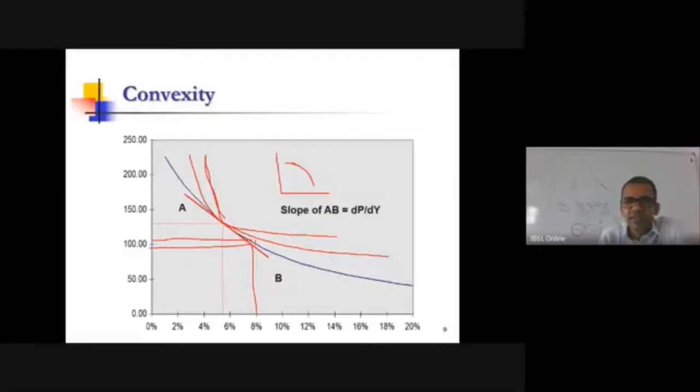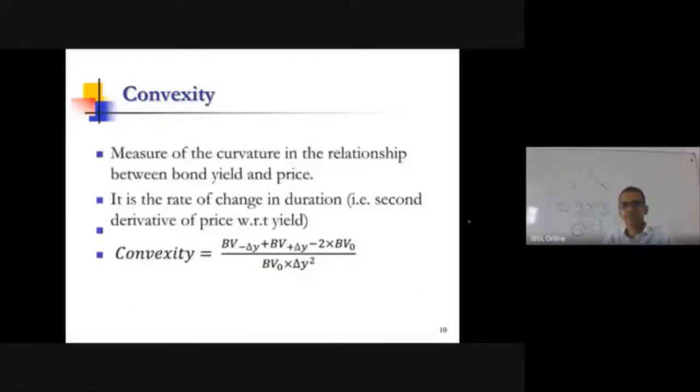What would be the difference here? So we'll add that part to the estimated price we got through duration. So first we'll discuss what is convexity, what is the definition. It measures the curvature in the relationship between bond yield and price. Indeed, it is the rate of change in duration.